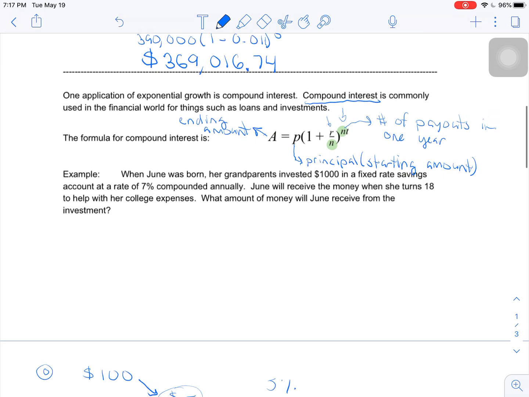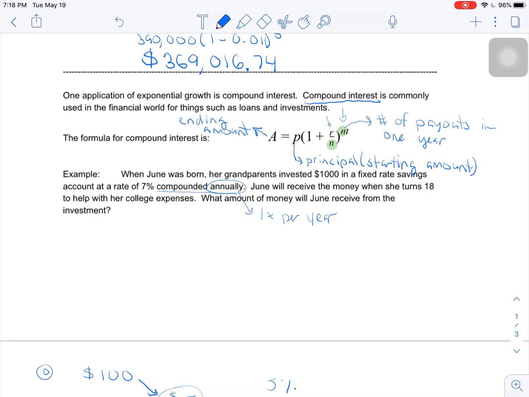So this is an example. When June was born, her grandparents invested $1,000 in a fixed rate savings account at a rate of 7% compounded annually. So this means that she is getting paid annually, which means once per year, which is going to make this problem a little bit easier. June will receive the money when she turns 18 to help with her college expenses. So we want to figure out how much money she is going to get on her 18th birthday.